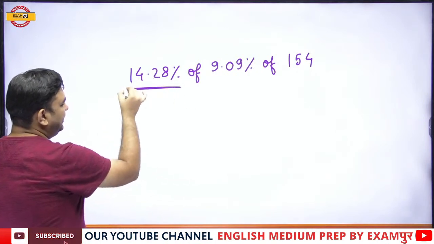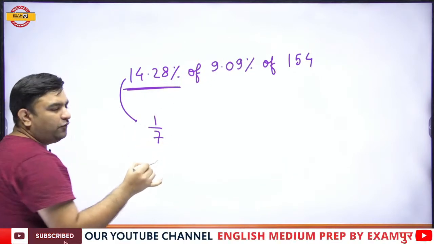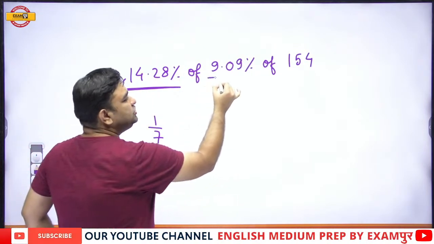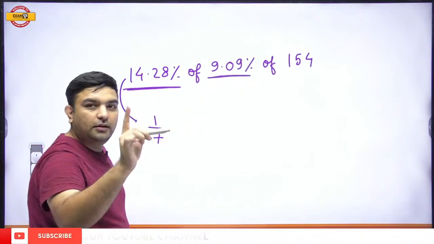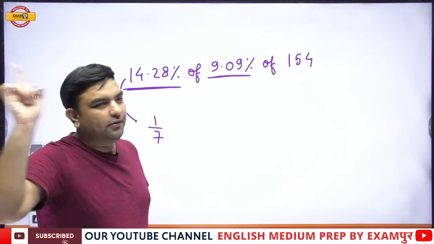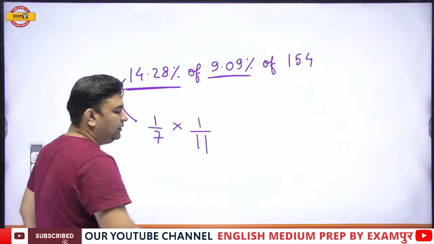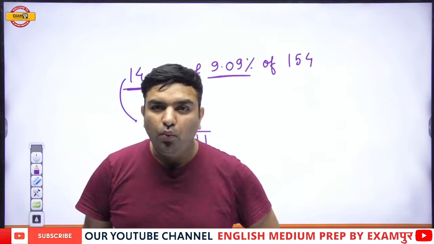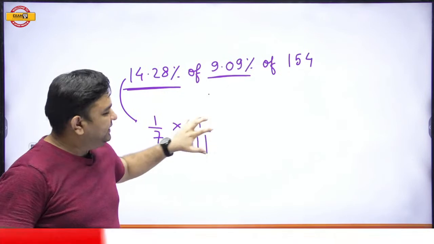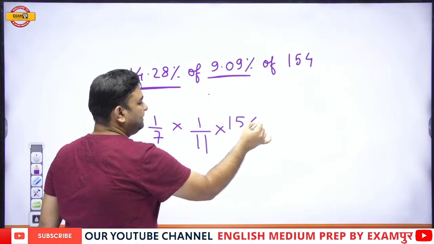14.28% is 1 by 7. Well done, Vamsi, 1 by 7. 9.09%: 9 into 11 will make 99, about 100. So this is 1 by 11. 9.09% is 1 by 11 of 154.